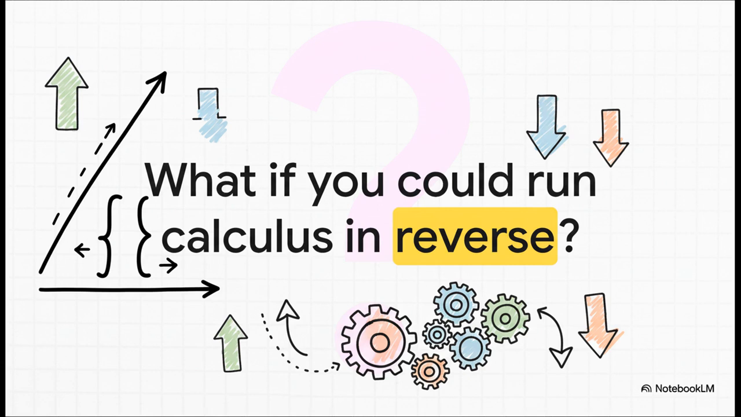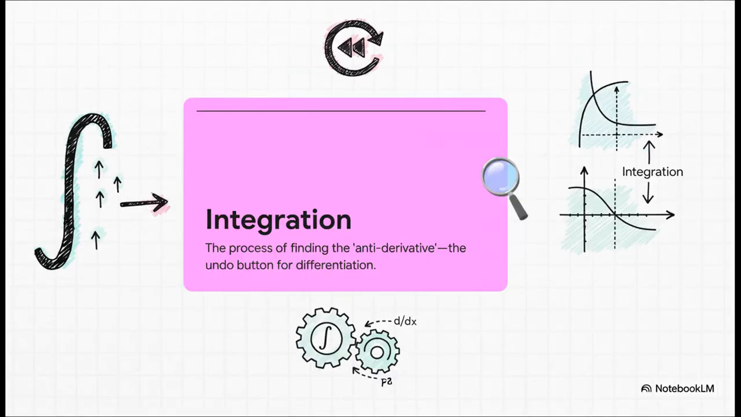You've probably spent a ton of time learning how to find derivatives, the rate of change of something. But what if you could run all of that in reverse? What if you already had the rate of change and you wanted to figure out what the original thing was? Well, that is exactly what integration is all about. It's the process of finding what we call the antiderivative. Honestly, the easiest way to think about it, it's literally the undo button for differentiation. It just takes you right back to where you began.